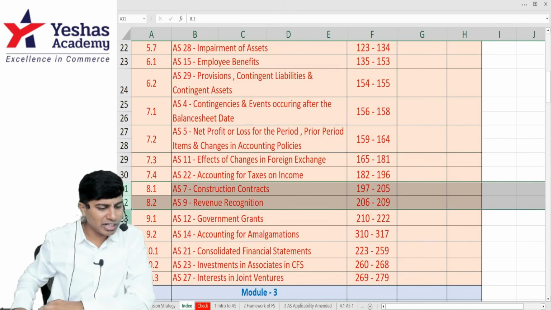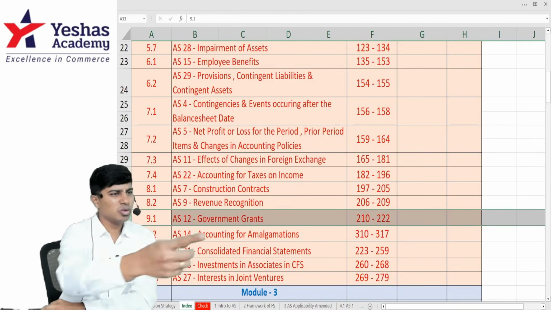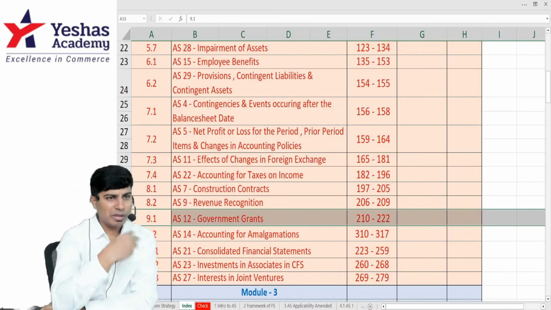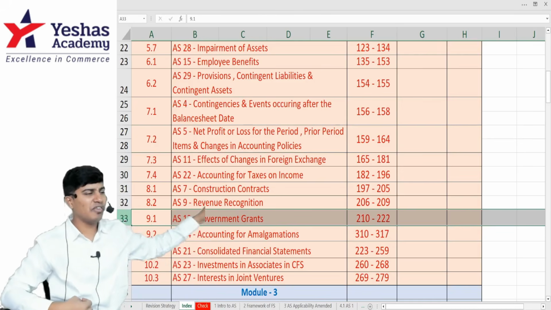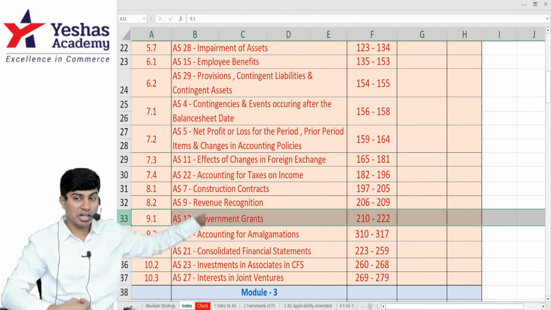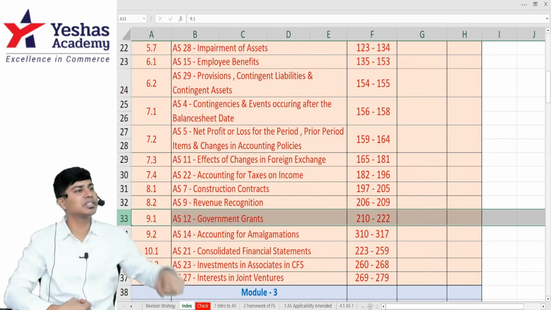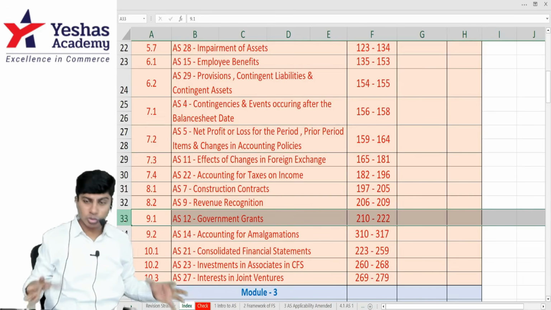Then we have Accounting Standard 12. Government is giving you a grant. You're doing a very good job. So government will give money. Like you pay electricity bill, I am happy, I will give your electricity bill back to you. Take the money. Or you want to construct a factory, I will give the land free. Or you want to buy one imported machinery, I will give you 50% money, 50% money you put from your pocket. Or you are running a big capital project. You don't have money to start.